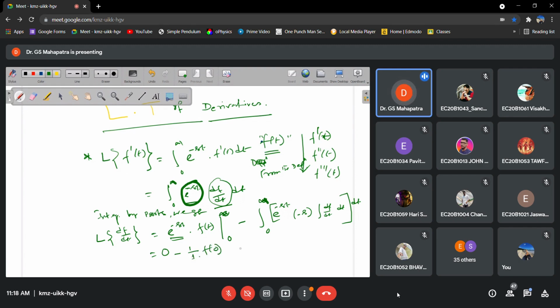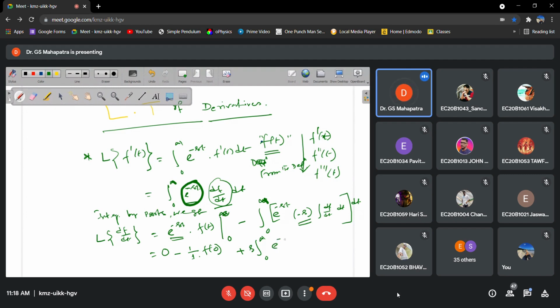So f of 0 is not 0, say. So minus the integral from 0 to infinity, since the integration is with respect to t, we can take minus s outside. So minus s and minus, so plus s.